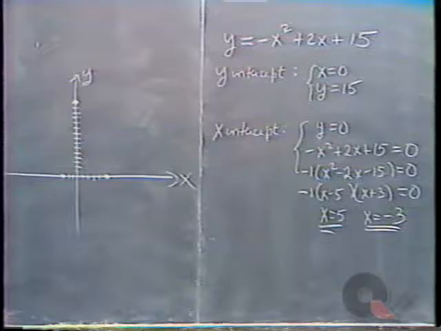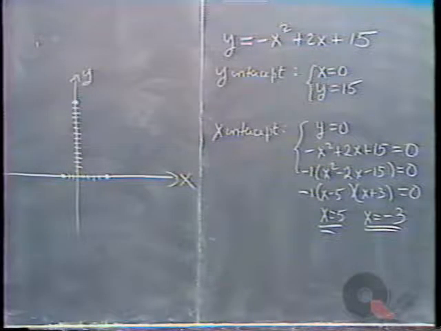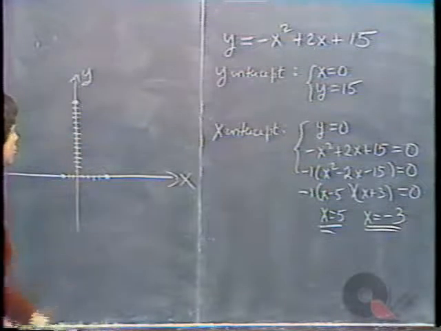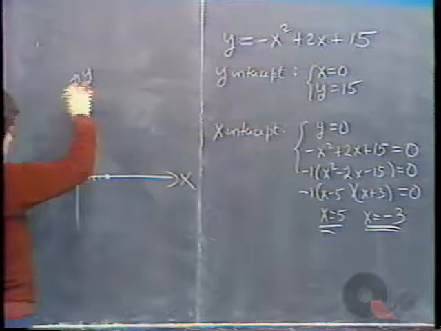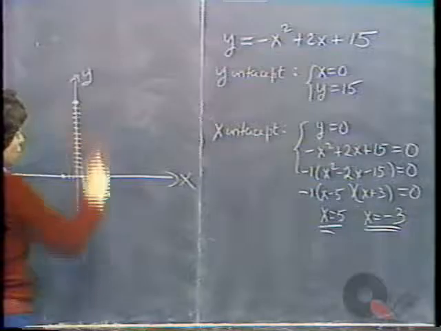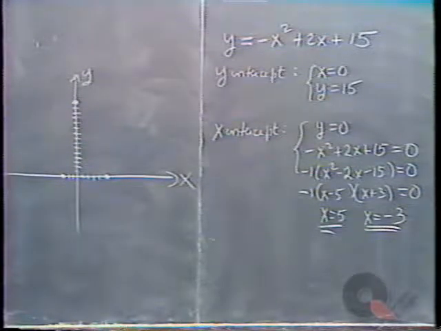Now, we could really use a little bit more information to sketch the graph of this parabola. We have the feeling it's probably going to be going down like this, but we're not exactly sure where the highest point on the parabola is. Where is the turning point, or the vertex? That would be a very useful point to have.